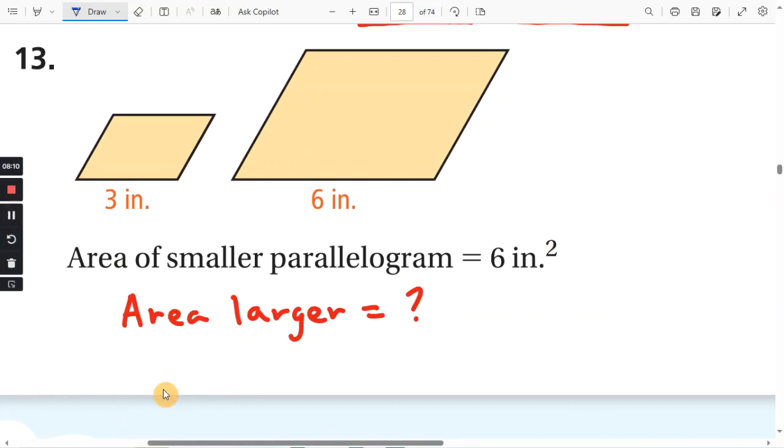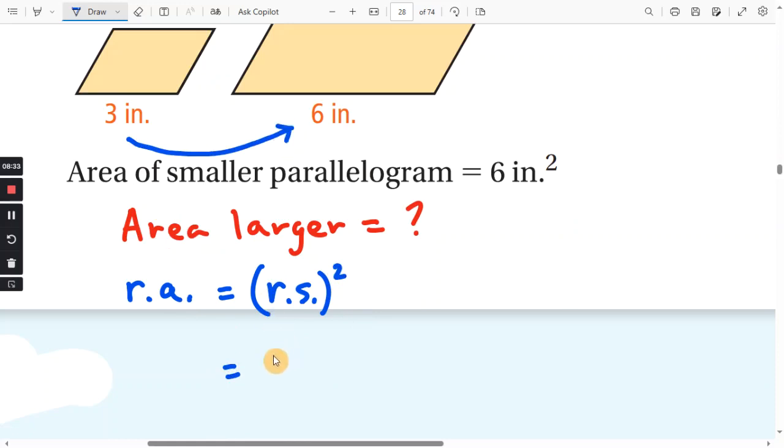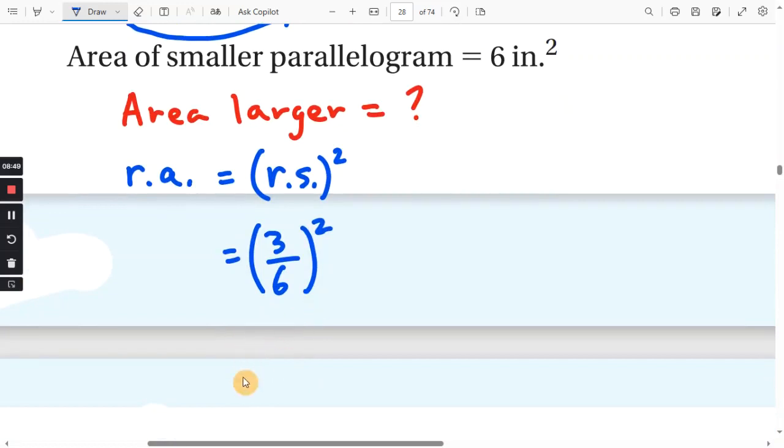All right, so we said before, let me see how much room I have here. We said before that the ratio of the areas equals the ratio of the sides squared. Okay, we can see the ratio of the sides right here. That's going to be 3 divided by 6 squared. Now, before you square it, you want to reduce that, okay? It makes it easier.